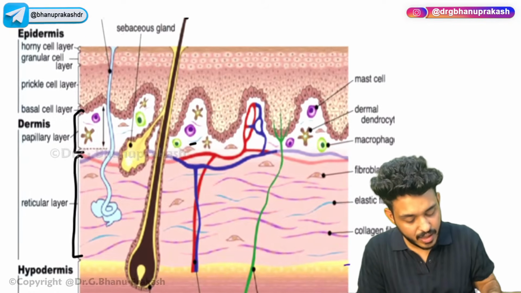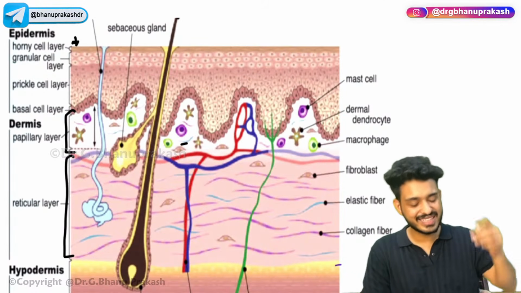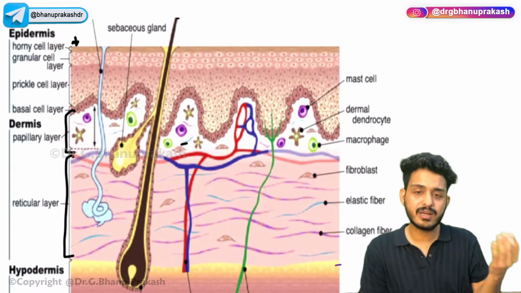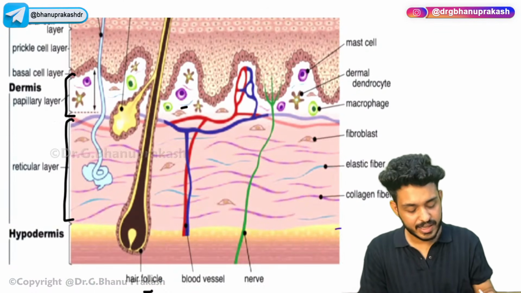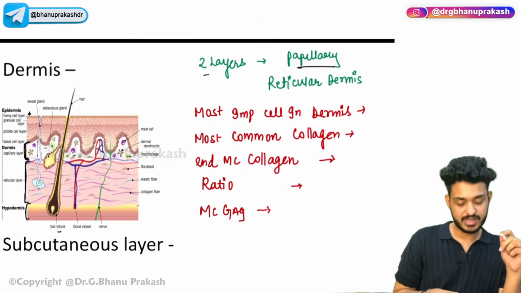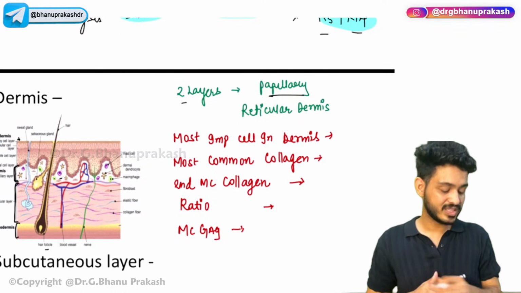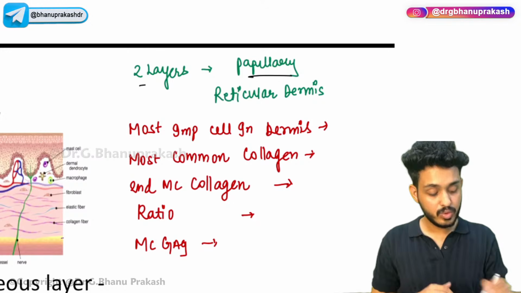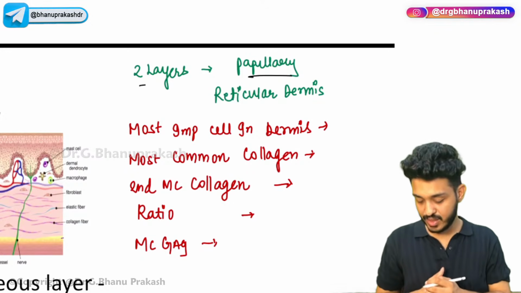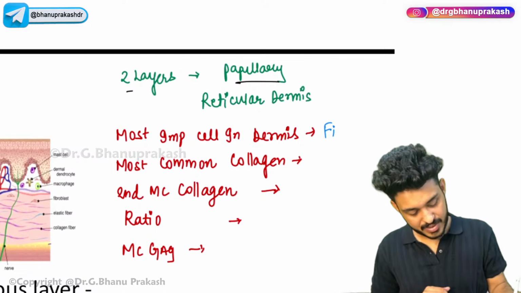Try to understand. We have already seen all five layers of the skin. We have the granular layer, prickle cell layer, basal layer. Then we have the papillary dermis, then the reticular dermis, and ultimately the hypodermis. So what are the important points that you have to remember about the dermis? What are the most important cells in the dermis? Try to answer.